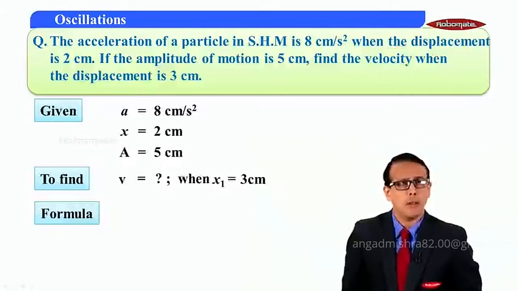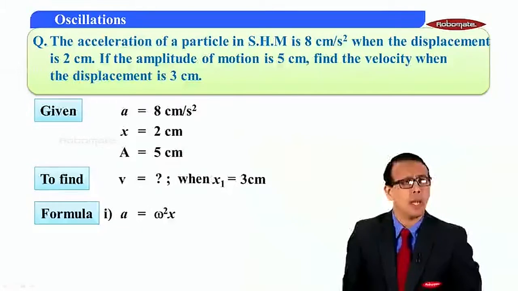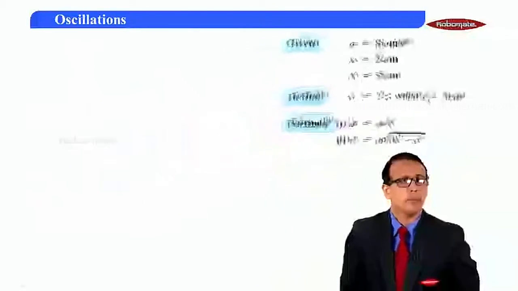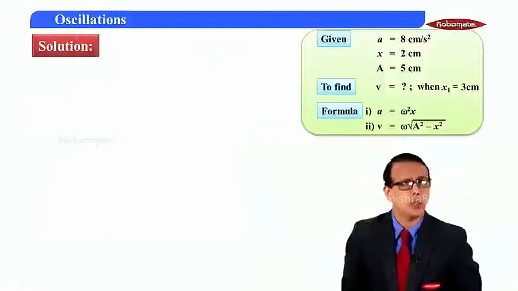Let's start with the formula, students. As a and x are given to us, I will use the formula of instantaneous acceleration: a is equal to omega square x. Also, v is to be calculated, so I will use the formula v is equal to omega root of a square minus x square. Let's start with the solution, students.